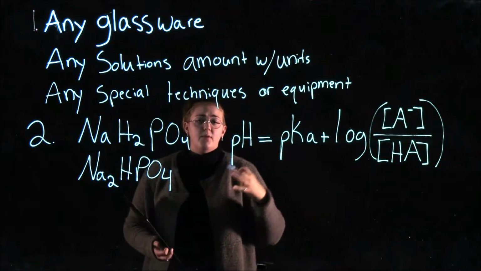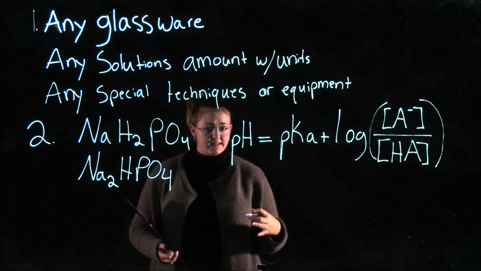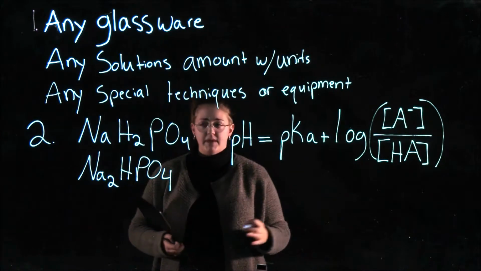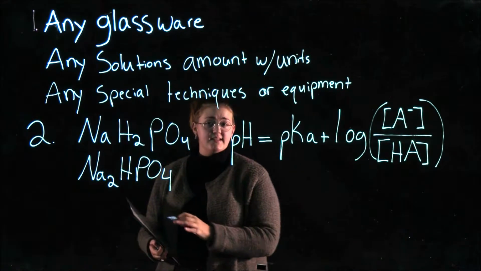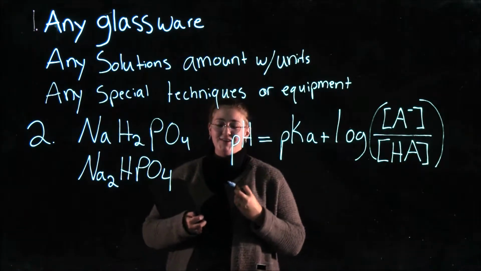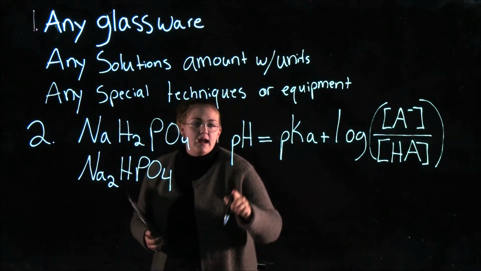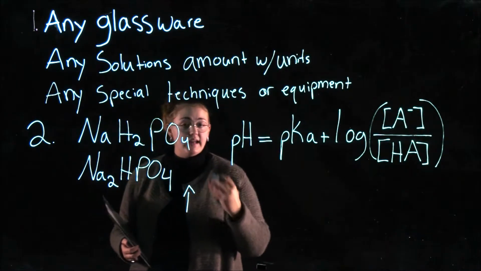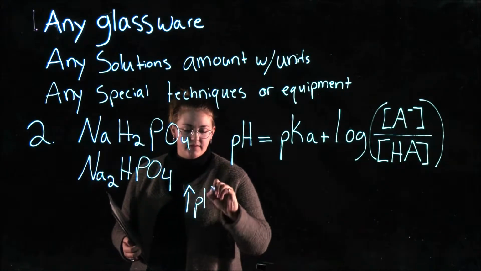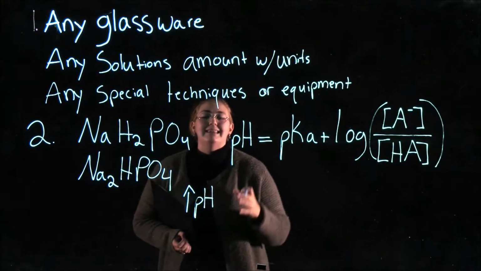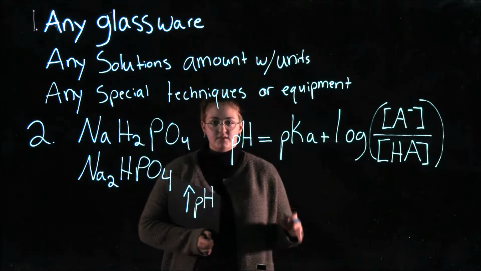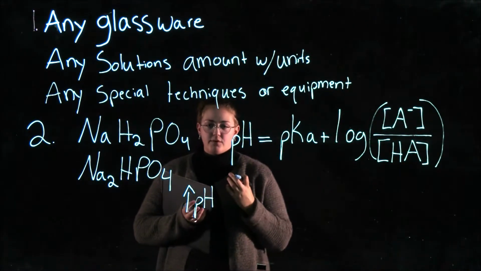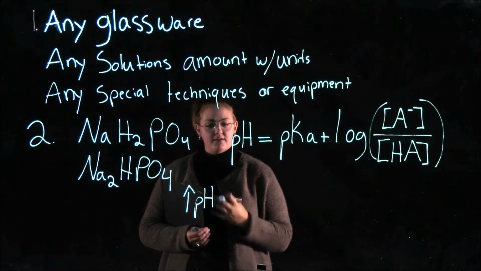For that, you need to remember what our definition of an acid and a base is. An acid is something that's going to donate protons to solution. And a conjugate base is something that's going to pull hydrogen ions out of solution. Remembering also that when you have a high pH or an increase in pH, that means that there are less hydrogen ions in solution. You have more of this conjugate base pulling these hydrogen ions out of solution.